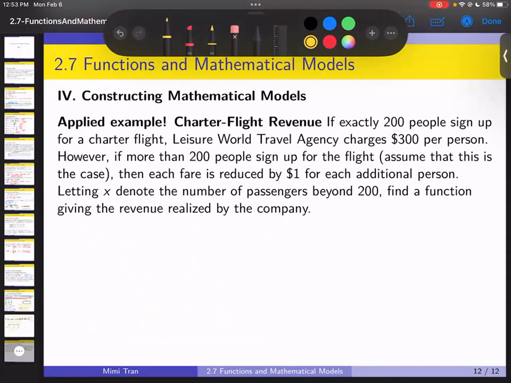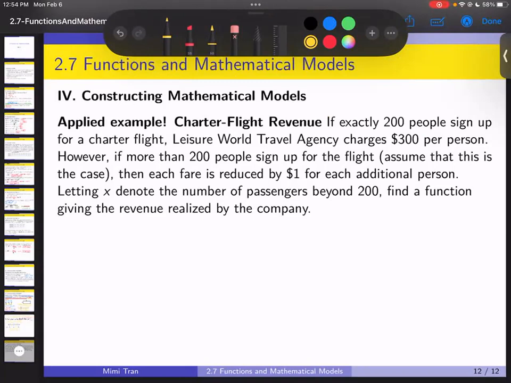Charter flight revenue. If exactly 200 people sign up for the charter flight, Leisure World Travel Agency charges $300 per person. However, if more than 200 people sign up for the flight, assume that this is the case, then each fare is reduced by $1 for each additional person. Let's actually note the number of passengers beyond 200. Find a function giving the revenue realized by the company.